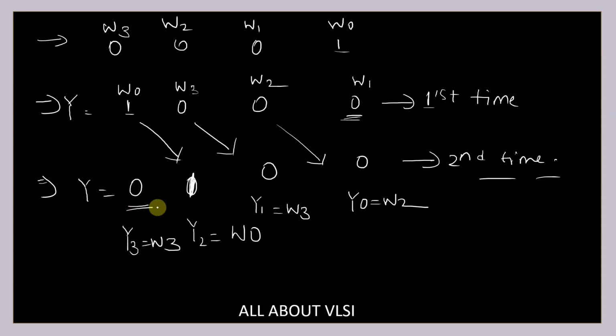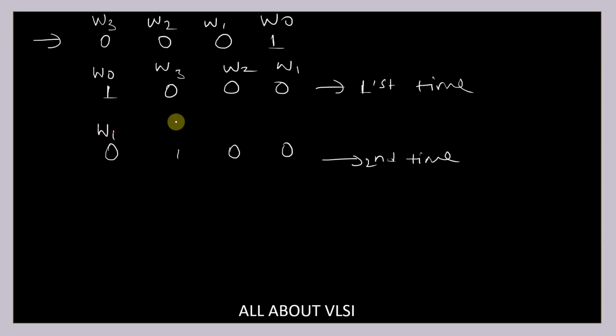0100, and the positions over here are W1, W0, W3, and W2. This is what I'm going to have if I shift for the second time.